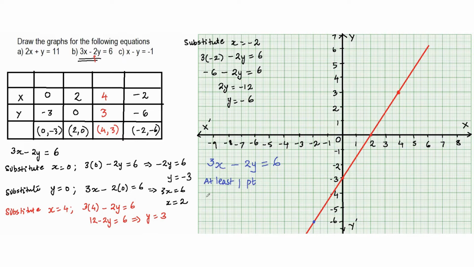After you find 1 point, you change x by the coefficient of y, or you change y by the coefficient of x, right? So over here the coefficient of y was 2, so you can change the value of x by 2, or you could have changed the value of y by the coefficient of x, which is 3. That would have been perfectly fine. So this is how you can solve this particular question.